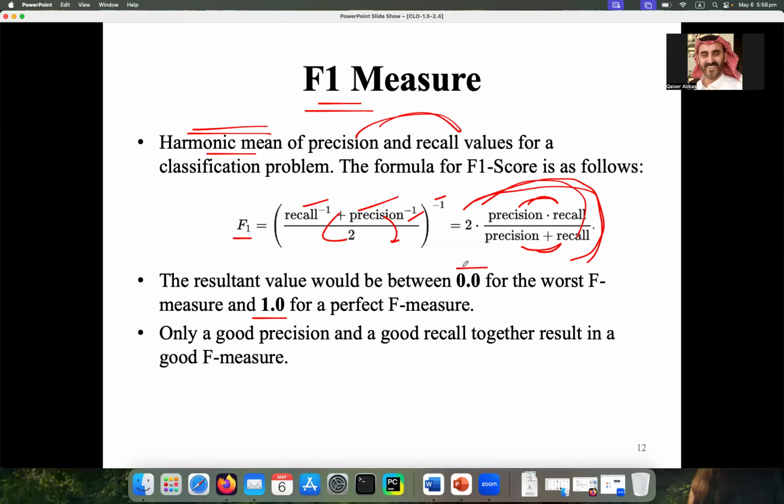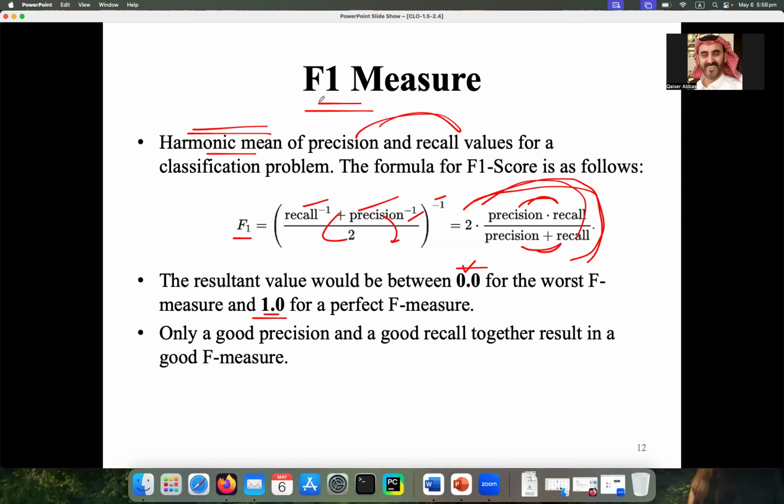If you have the 0 value, it means the worst value, the bad value that you can have here. And if you have 1, it means your model has a perfect F measure. It means your model is good, okay?